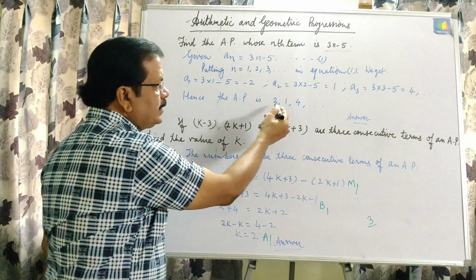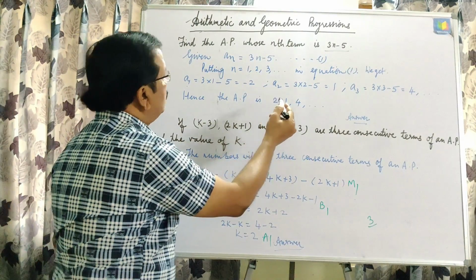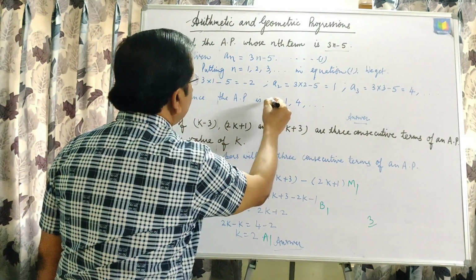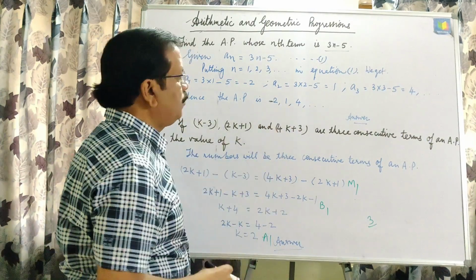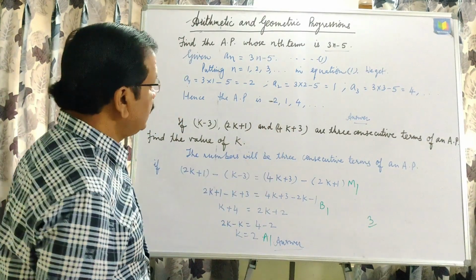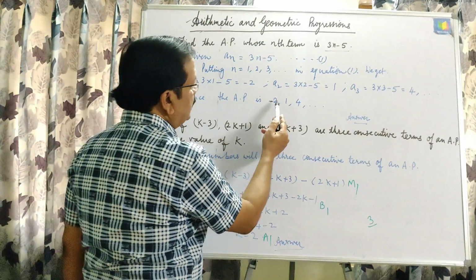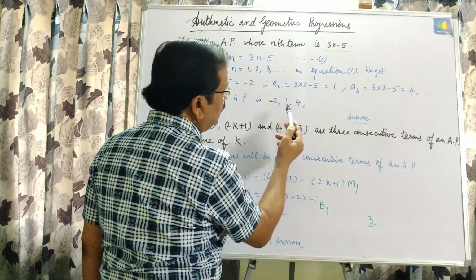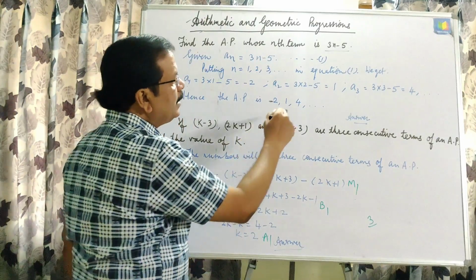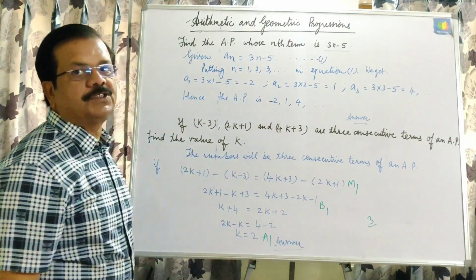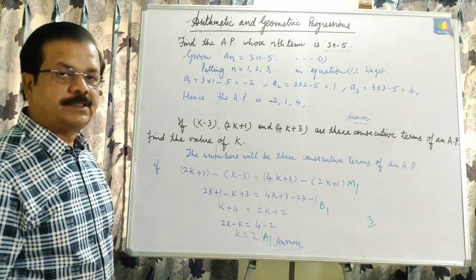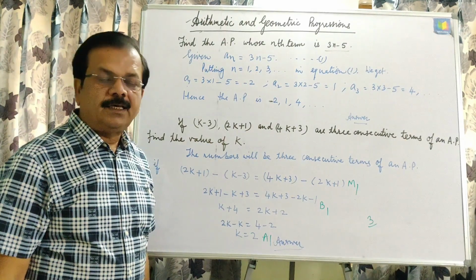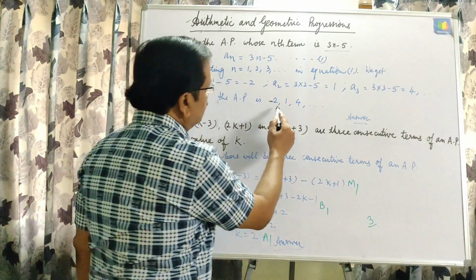Okay, and you can see that the first term is minus 2, then the second term is 1 and the third is 4, and you can see the common difference is the same, that is by adding 3 we are getting each term. This is the definition of arithmetic progression, that by adding a constant number we get each term, and this is the AP.